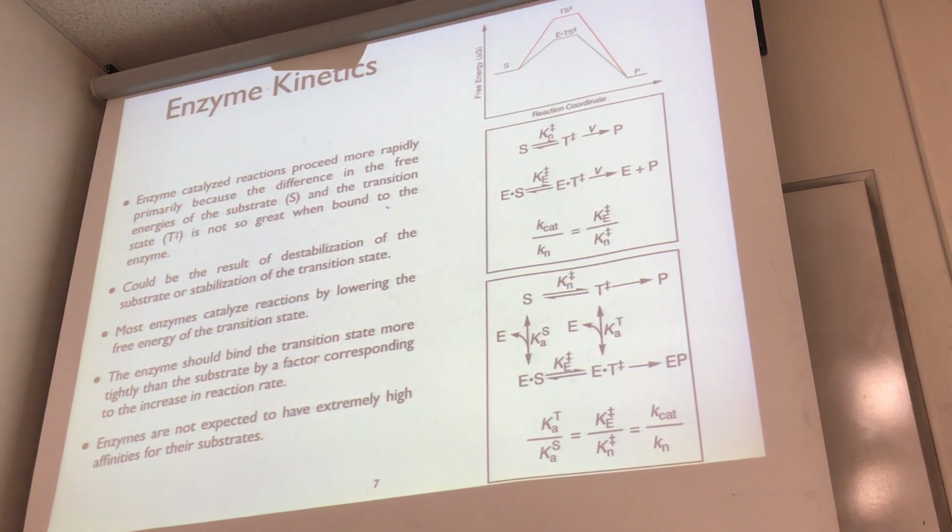The enzyme should bind the transition state more tightly than the substrate by a factor corresponding to the increase in reaction rate. Enzymes are not expected to have extremely high affinities for their substrates. If they had a high affinity for their substrate, then you're actually stabilizing the substrate, and rather than lowering this, you're simultaneously lowering this, right? And therefore, you're not decreasing the delta G double dagger as much as you could be if you're binding the substrate too tightly. There's less energy, less motivation to go forward with the reaction, if that makes sense.